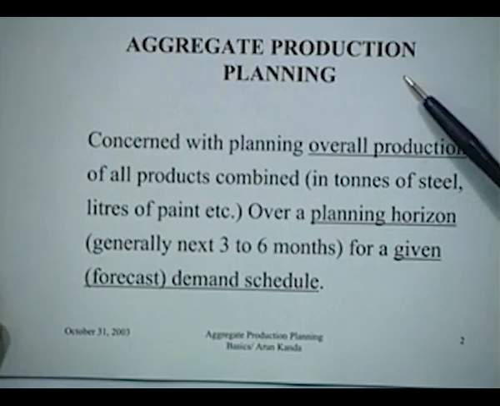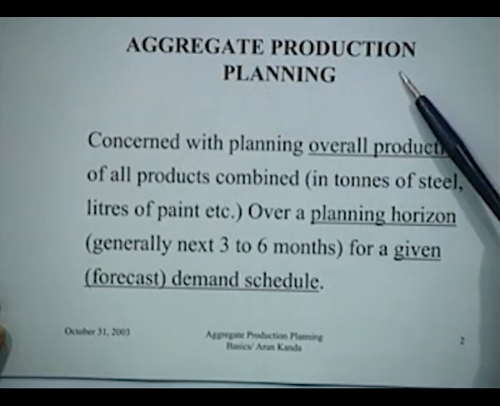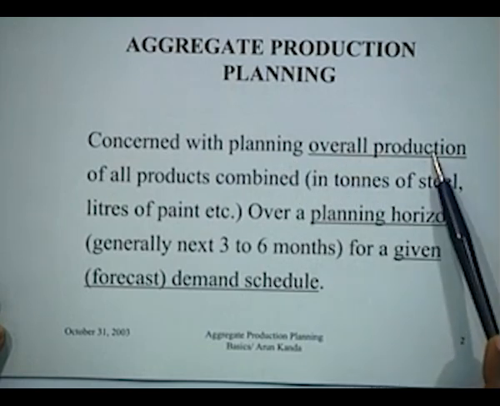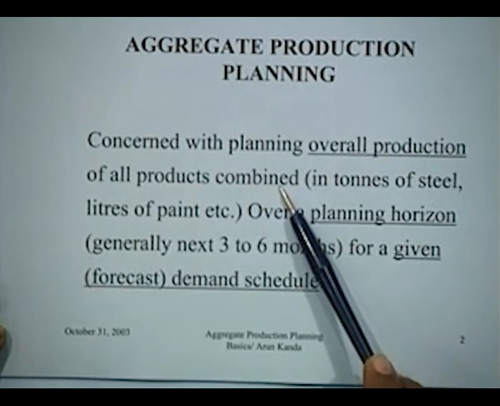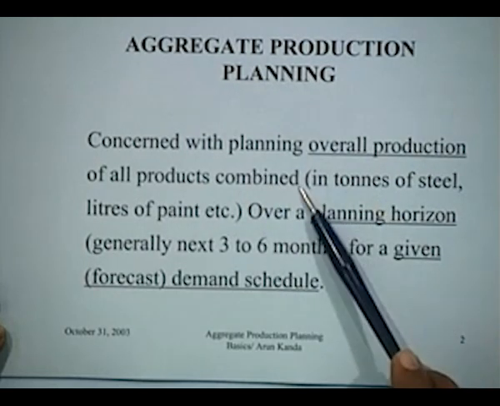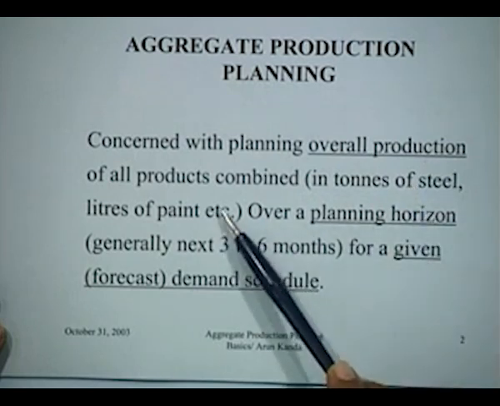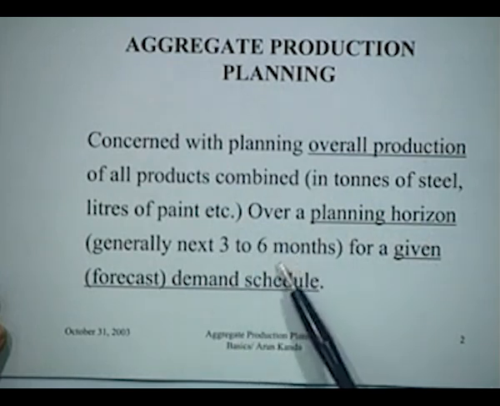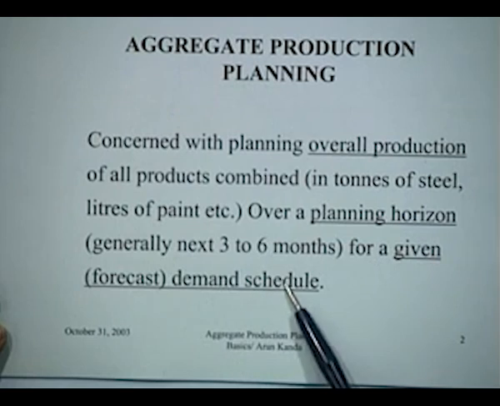This is the basic definition of aggregate production planning. So if you see, aggregate production planning is basically concerned with planning overall production. The emphasis is on overall production of all products combined, and this overall production could be in tons of steel, liters of paint, etc. And we are talking about a planning horizon generally of the next 3 to 6 months or even extending up to a year for a given forecast demand schedule.